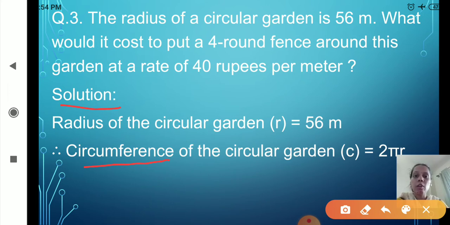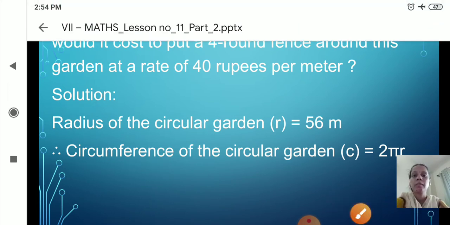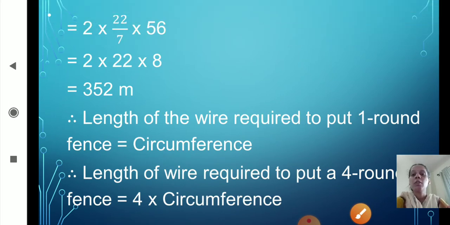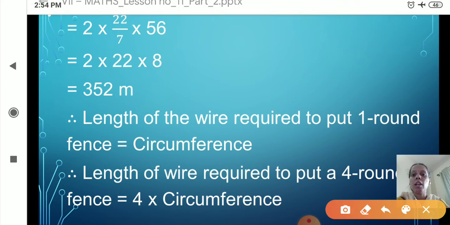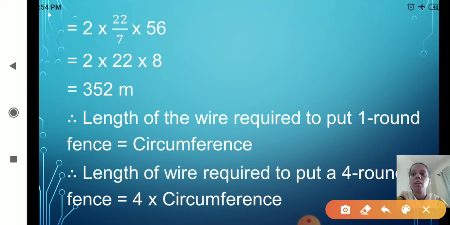Now we will put the values. As you can see here, 2 pi r: 2 multiplied by pi, which is 22 upon 7, multiplied by r, that is the radius, given in the question as 56 meter. So we will put the values: 2 multiplied by 22 upon 7 multiplied by 56. Now 56 will get cancelled. 7 1s are 7, 7 8s are 56, right? 56 we will divide by 7. So the answer is 7 8s are 56. So you will get the answer, that is 8.